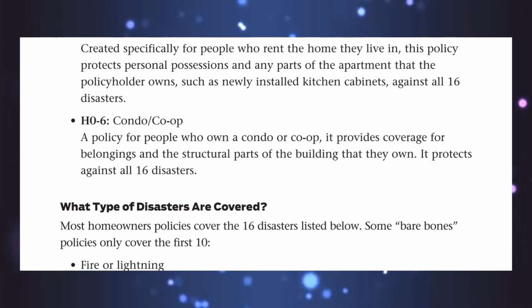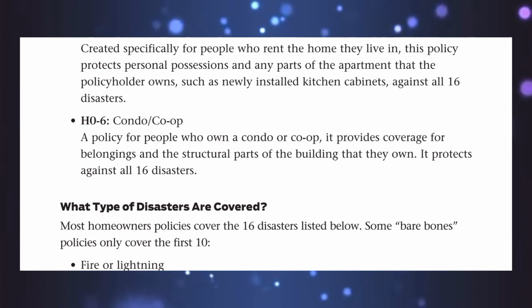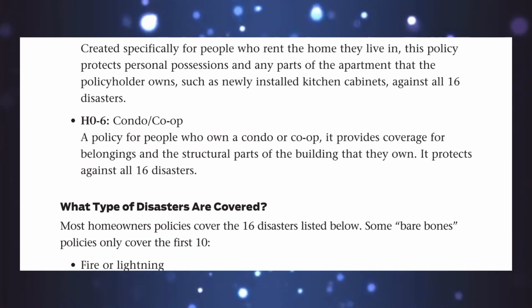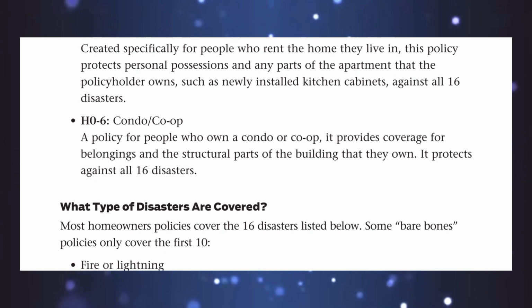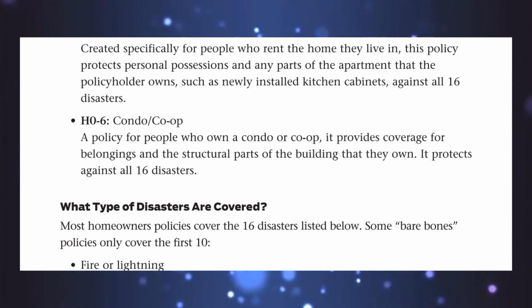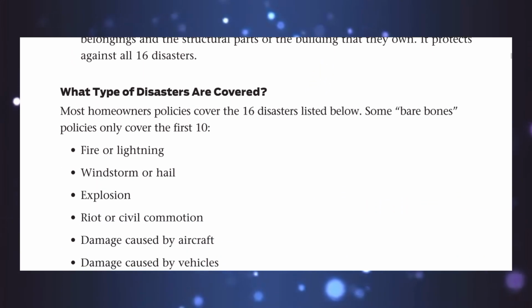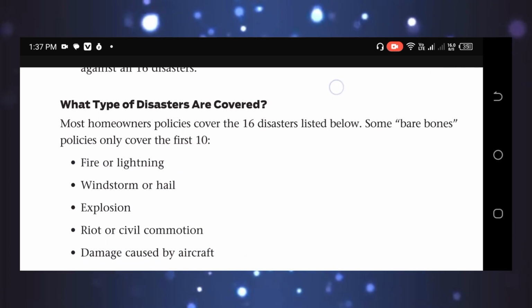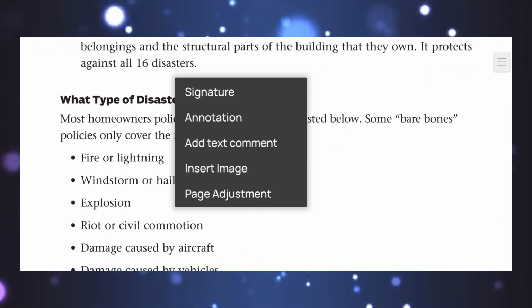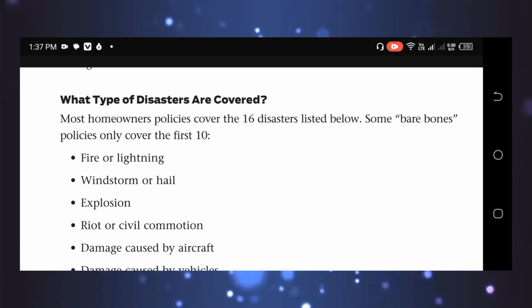HO6 Condo Co-op, a policy for people who own a condo or co-op. It provides coverage for belongings and the structural parts of the buildings that they own. It protects against all 16 disasters. What type of disasters are covered? Most homeowners policies cover the 16 disasters listed below.